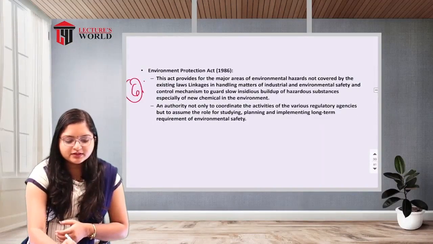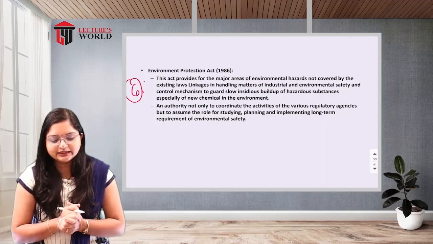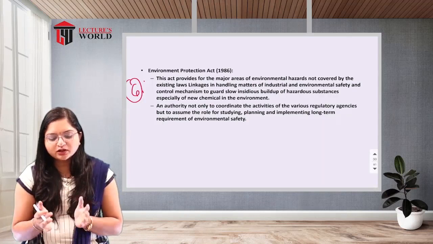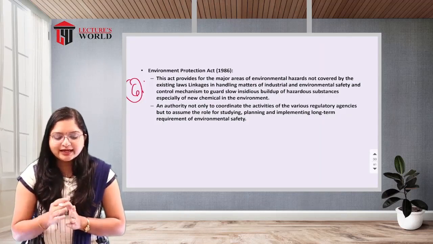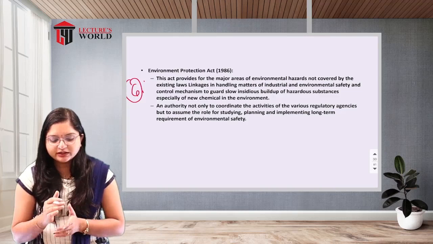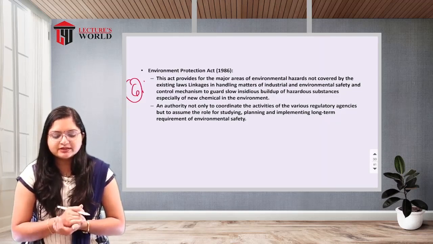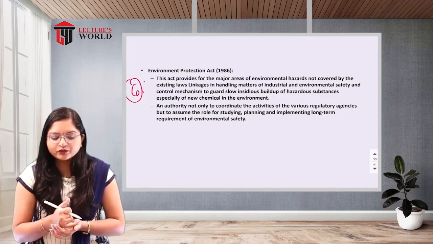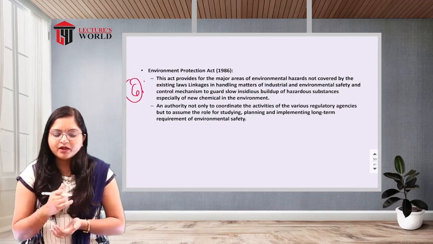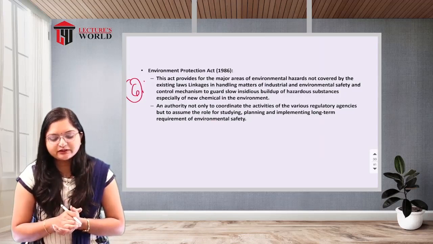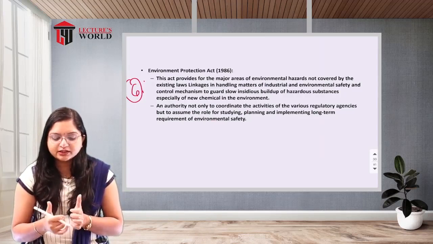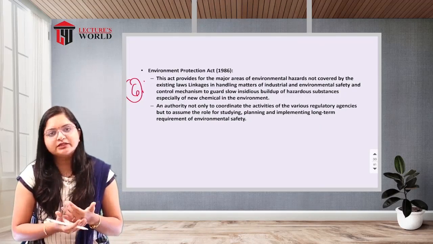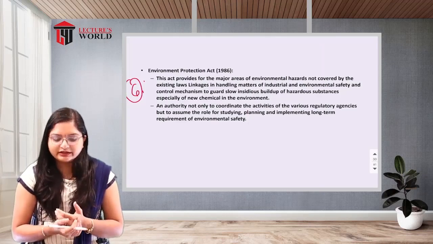Then next is the Environment Protection Act in 1986. This act provides for the major areas of environmental hazards not covered by the existing laws, linkages in handling matters of industrial and environmental safety, and control mechanisms to guard against slow insidious buildup of hazardous substances, especially of new chemicals in the environment. An authority not only to coordinate the activities of the various regulatory agencies but to assume the role of studying, planning and implementing long-term requirements of environmental safety.